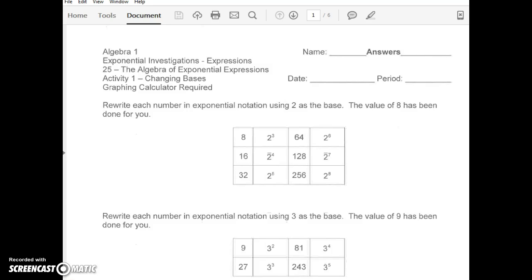So these values right here, 2 to the third, 2 to the fourth, 2 to the fifth, and so on, those are really important for you to become familiar with so that you're able to quickly change bases. Same thing down here with a base of 3: 3 squared, 3 to the third, 3 to the fourth, and 3 to the fifth. And those are ones that are going to show up pretty frequently.